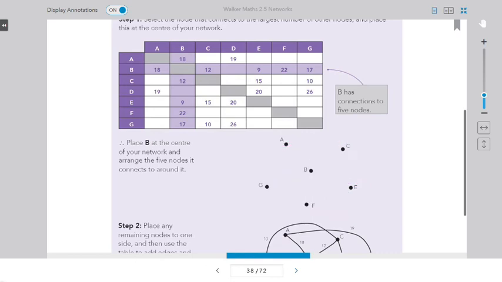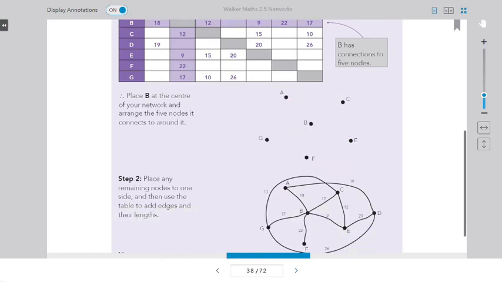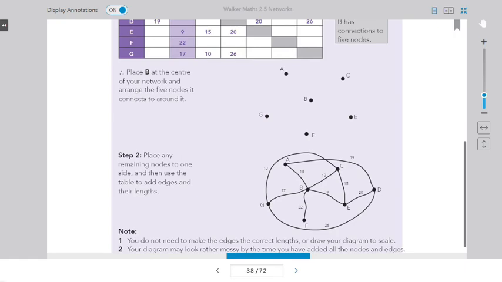All right? So after you've put those, then you're just going to place any remaining nodes that don't connect to B. So in this case, D did not connect to B, but it did connect to E and A and C. Does it matter that some of the lines cross? Not at all. They can cross if they have to get from one point to another. All right? So you can see the completed drawing there.